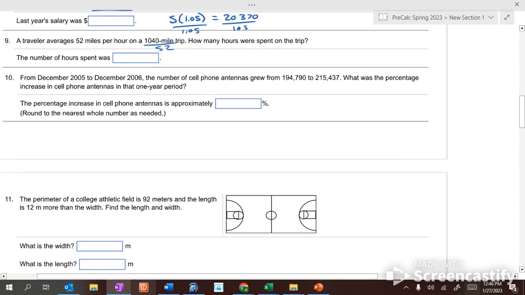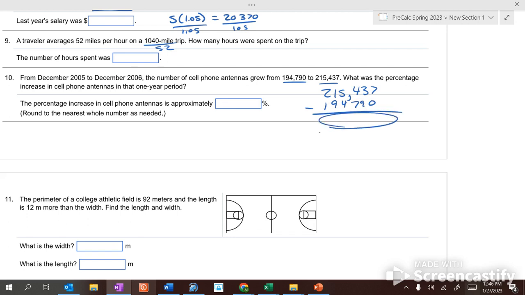Okay. Cell phone antennas grew from this to this. What is the increase over a 1 year period? You take the bigger number minus the smaller number. Whatever that is, you divide that answer by the original number to find the percent increase. Okay?